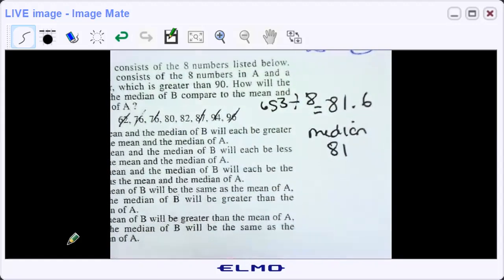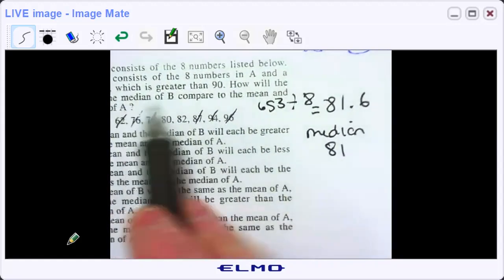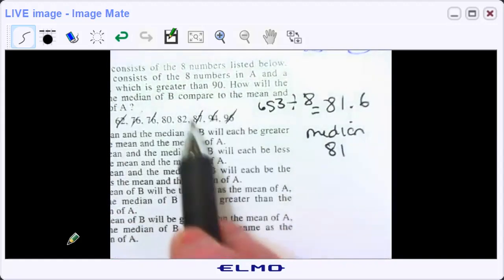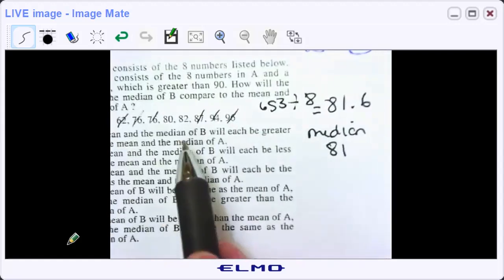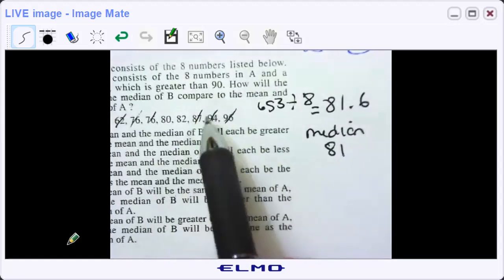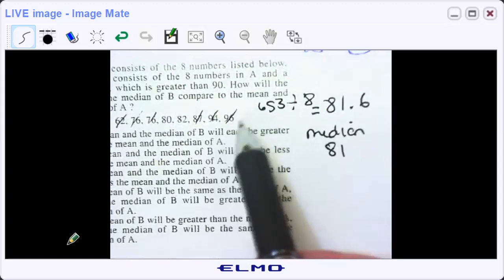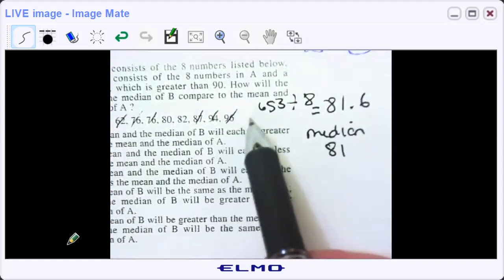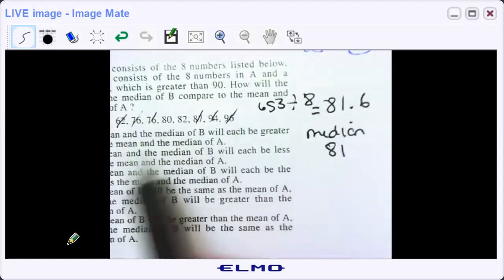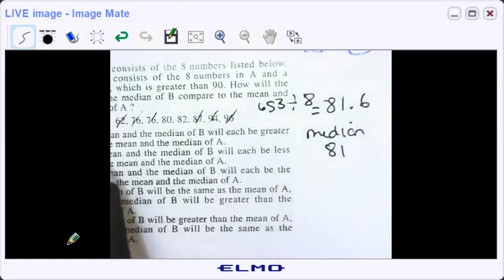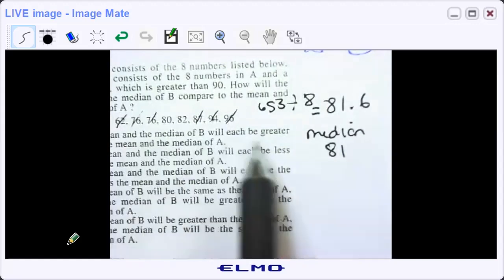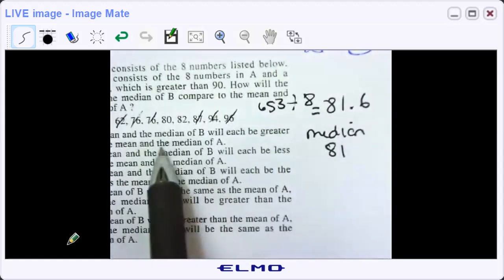All right, now since they said greater than 90, I'm going to actually put 91 in here and do the math again. But I think you could probably just realize that if I add a number to this side of my data, it's going to scoot the median over to a bigger number. So if I look at my choices, the mean and median will be greater. We're going to have to keep that one in mind.